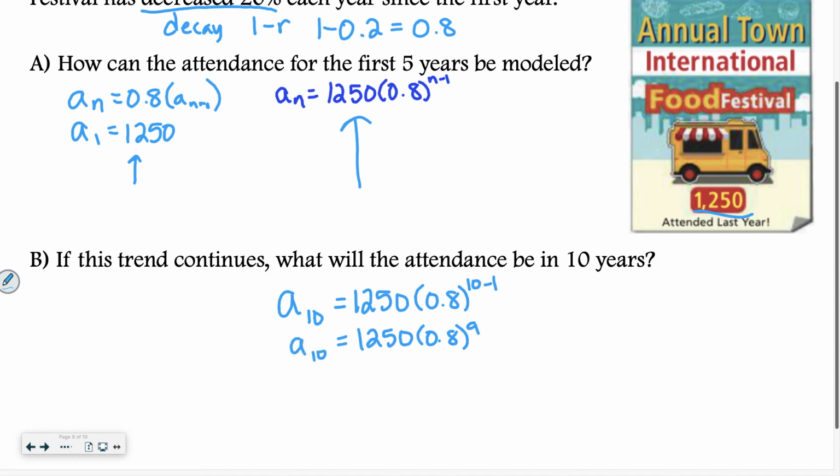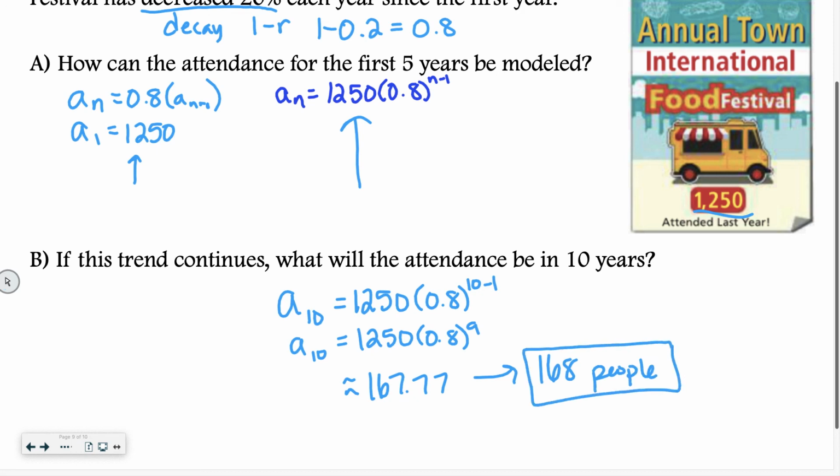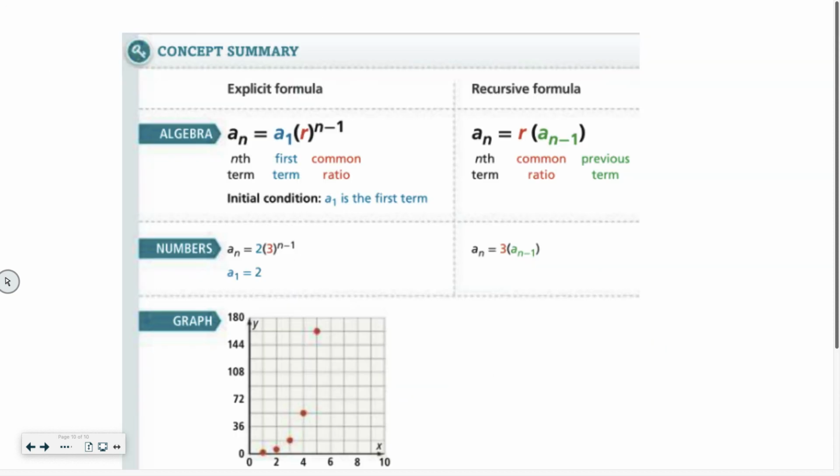And when I do that, I get about 167.77 people, but we can't have partial people, so I'm going to round to 168 people. That's how many people you can expect to attend this event in 10 years, if this trend continues.